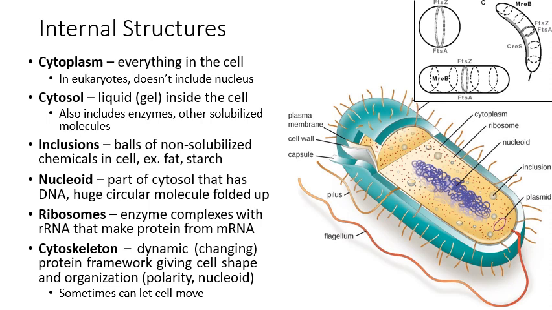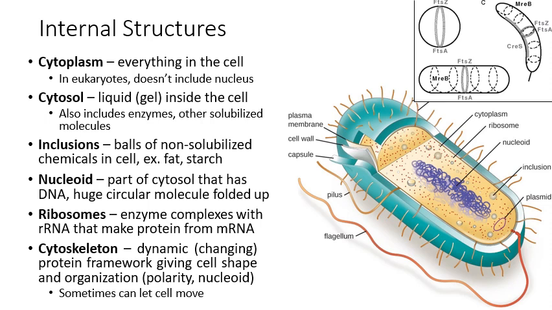Okay, so now we'll go through the internal structures of prokaryotic cells, which are pretty similar between bacteria and archaea. You actually have a lot of species that would have specialized structures, but we're not really going to talk about those specialized structures. We'll just talk about the general structures that all cells would have. So first you have the cytoplasm.